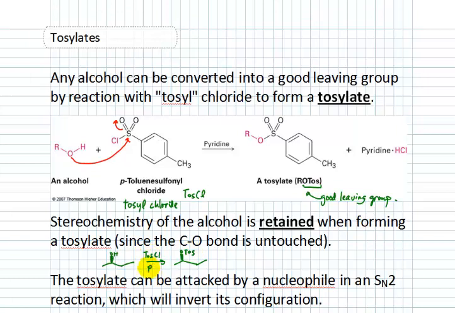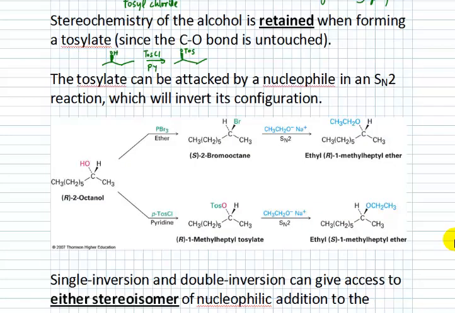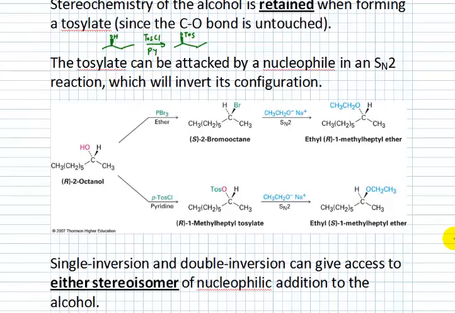TosCl with pyridine. Pyridine is like benzene with a nitrogen in it. So it's a weak base that's used to facilitate the removal of the proton there. So tosyl chloride and pyridine, I write TosCl and then Py under the arrow, and that's understood that we're making an alcohol into a tosylate. Any nucleophile can then attack that tosylate by an SN2 reaction, and that will invert configuration.